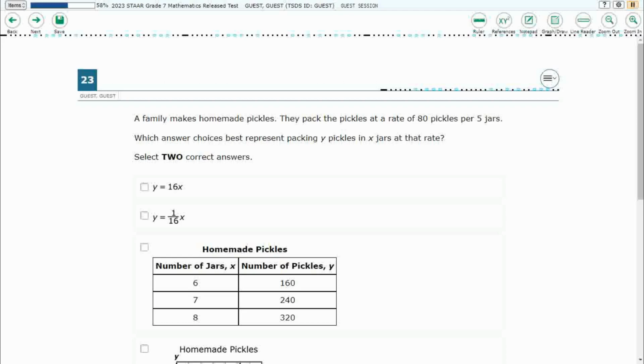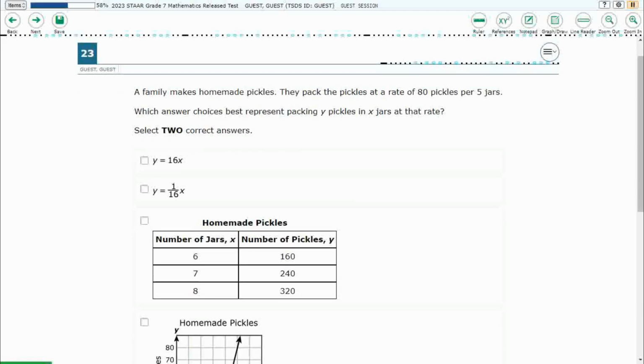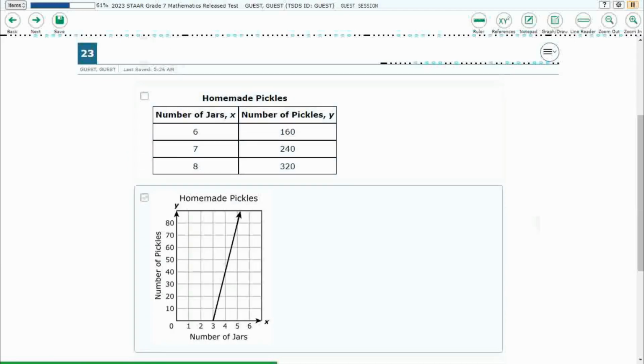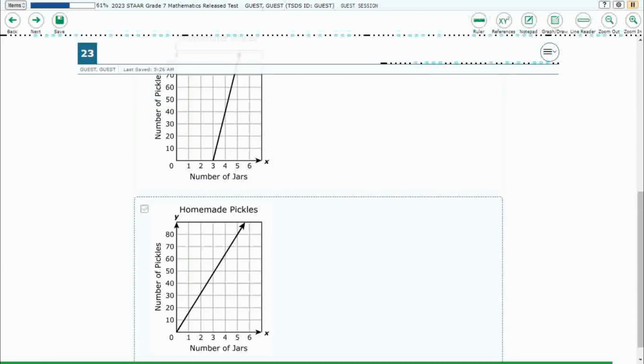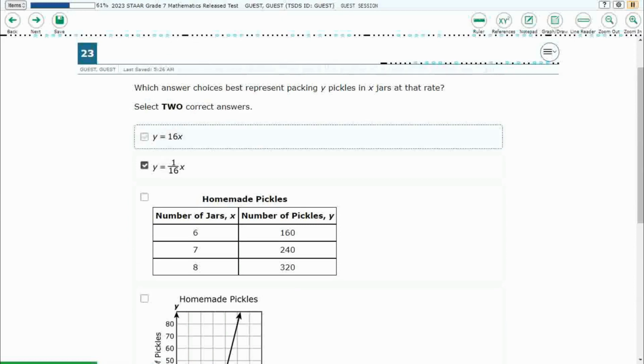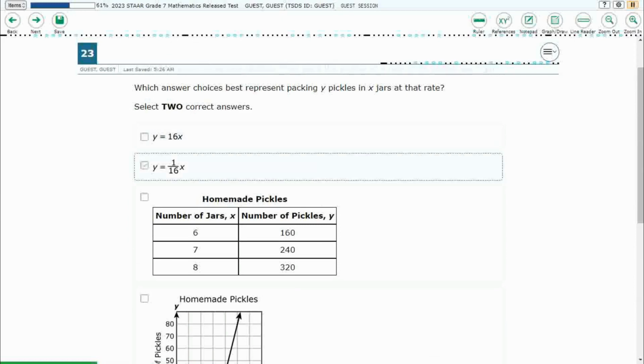Alright, so we've got multiple select. We need 2 correct answers. So if I just select one and try to move on, it is going to give me a warning message. And if I select the first 2 and try to select a third, it is not going to let me, no matter how hard I try. So it really does want me to just select 2. So let's see what we have here.